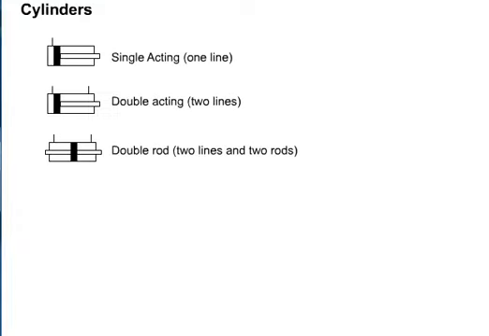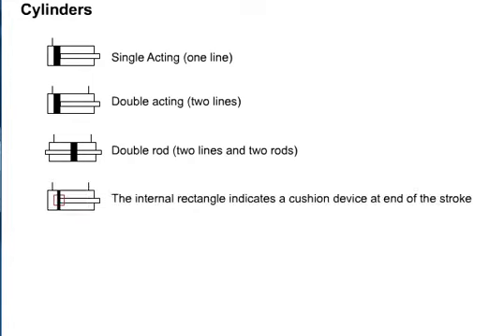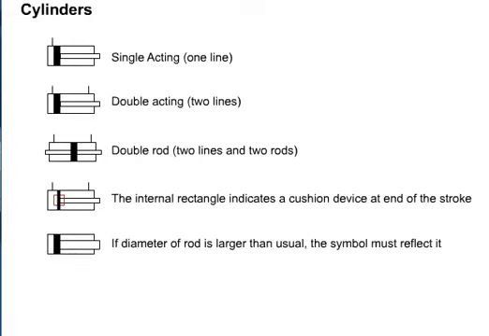Cylinders. Fluid power cylinders with no unusual relationship between the bore and rod size are shown: single acting, double acting, and double rod. An integral rectangle adjacent to the symbol for the piston indicates a cushion device at the end of the stroke. If the diameter of the rod is larger than usual for the bore size, the symbol must reflect this.